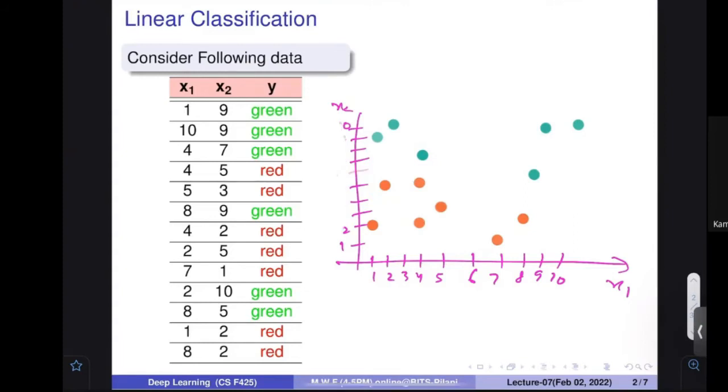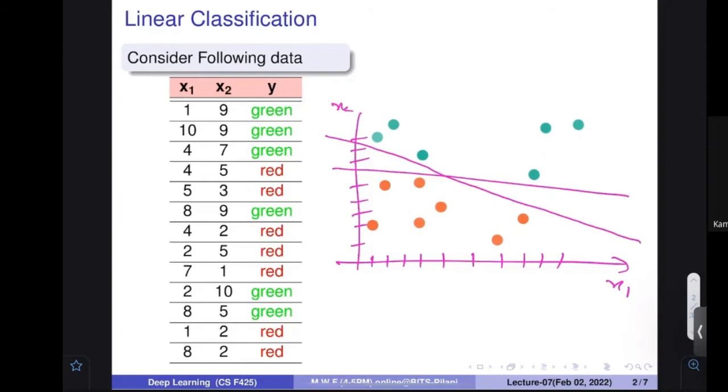So let me also remove these things for better clarity. Okay, so what do you think about this data? When you plot this data, you immediately understand that the data looks linearly separable. If you draw a line like this, or like this, any such line is going to work for me. Anything above this particular line is green, and anything below any one of these lines is red.